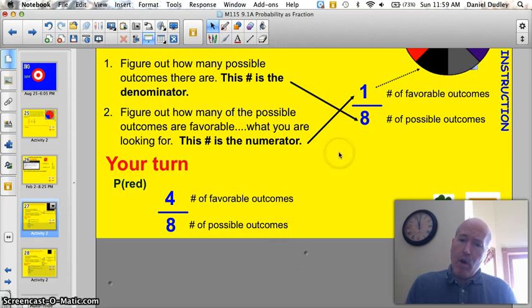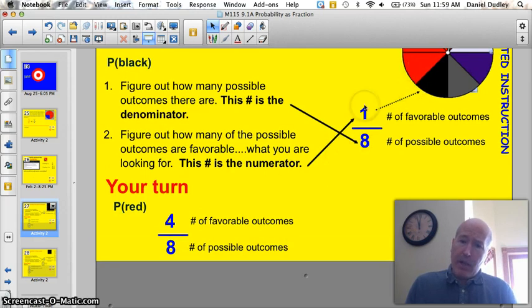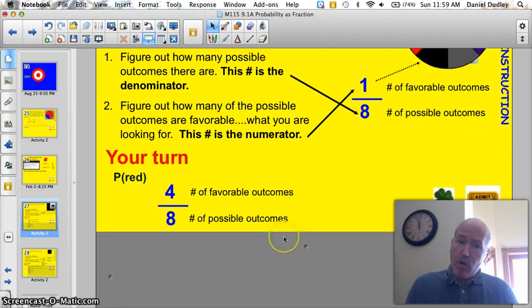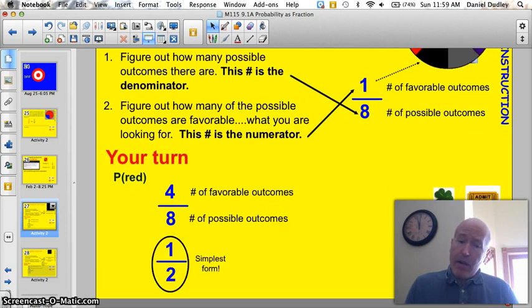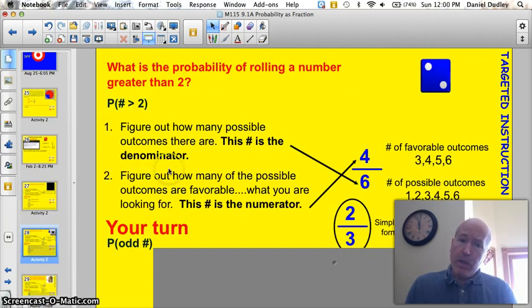Well, there are 4 red spots that the spinner could land on, so the number of favorable outcomes is going to be 4. The number of possible outcomes is still 8. It's unchanged. So is this your answer? No. We have to express it in simplest form. If we divide the numerator and the denominator both by 4, we get it down to 1/2, which is in simplest form. All right, let's work through another example.